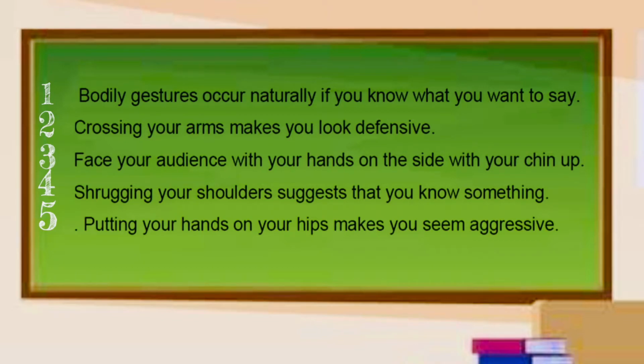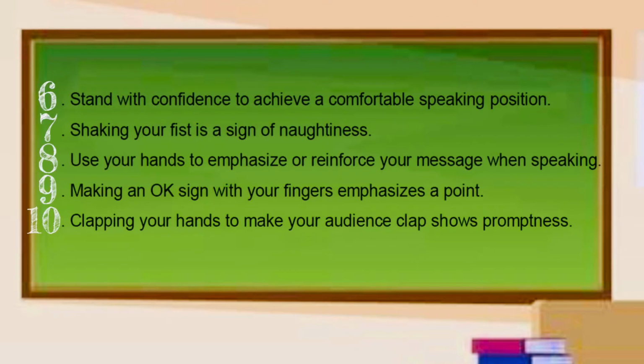3. Face your audience with your hands on the side with your chin up. 4. Shrugging your shoulders suggests that you know something. 5. Putting your hands on your hips makes you seem aggressive. 6. Stand with confidence to achieve a comfortable speaking position. 7. Shaking your fists is a sign of naughtiness.